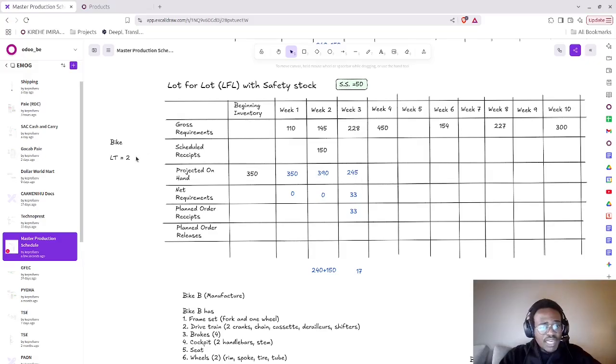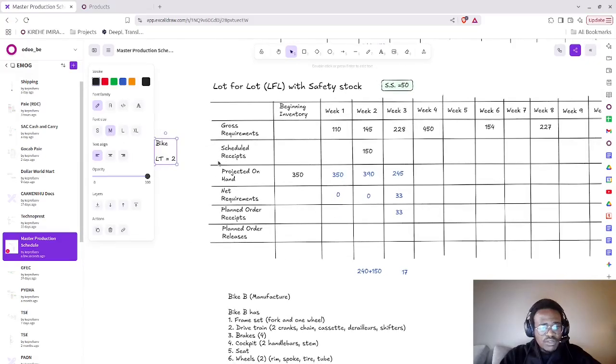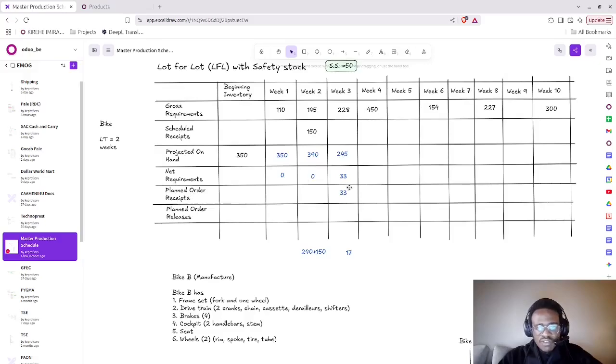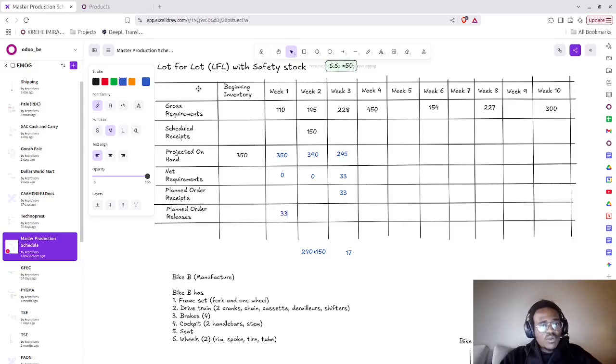But remember, I have a lead time of 2 weeks. Let me just write that again. I have a lead time of 2 weeks. So for me to receive these 33 bikes in week 3, I must make the order in week 1. So these bicycles must be released from the supplier in week 1. So there we go. Now let's go to week 4. We are going to week 4 with 50 bicycles.